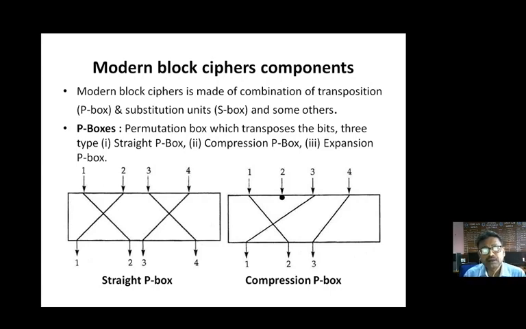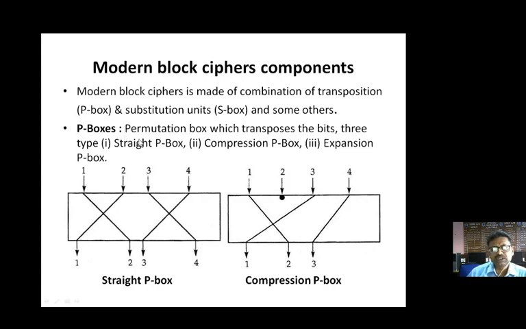As you already know, P-box means permutation box, with the help of which, whatever input is given, the bits are permuted, and the positions of the bits are changed. But in the case of the S-box or substitution unit, whatever bits are available in the plain text are replaced by other bits. So let us first discuss the P-box.